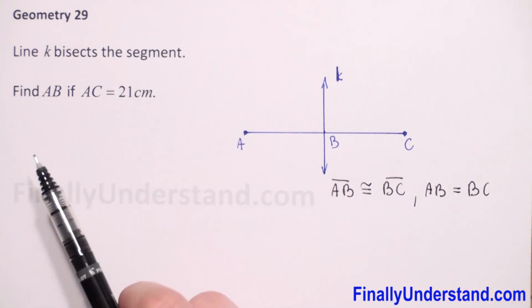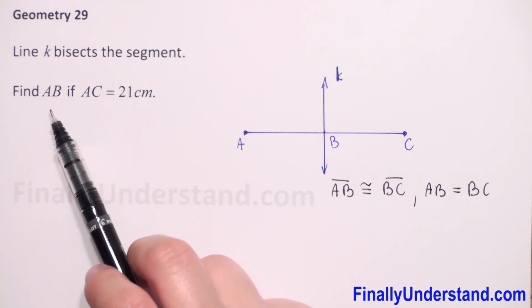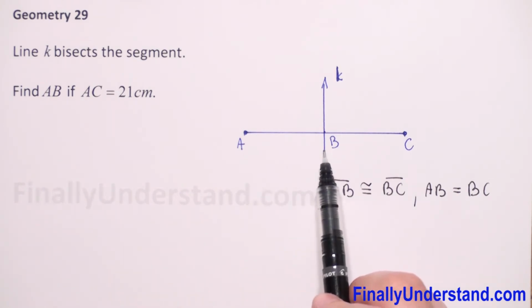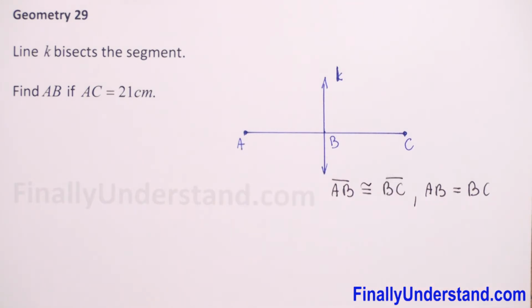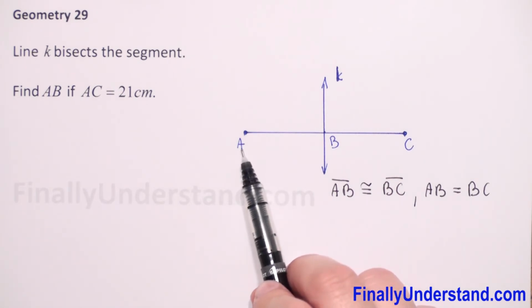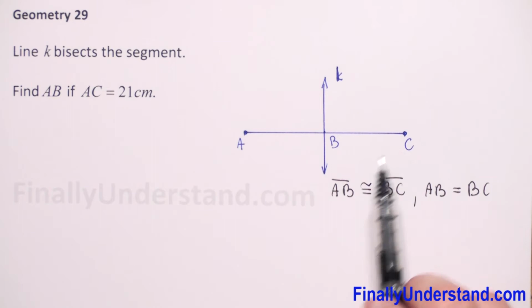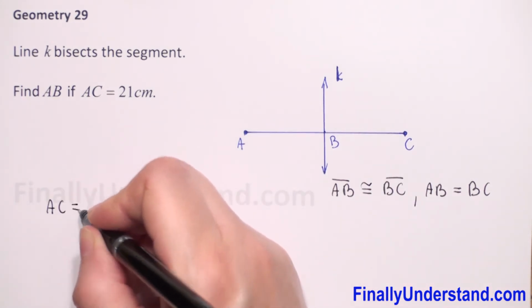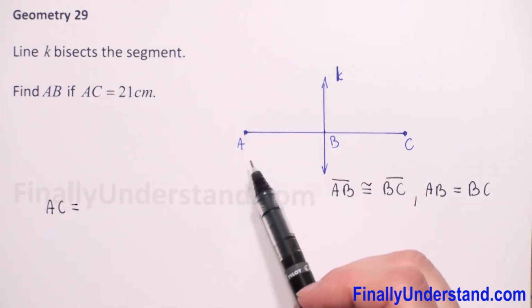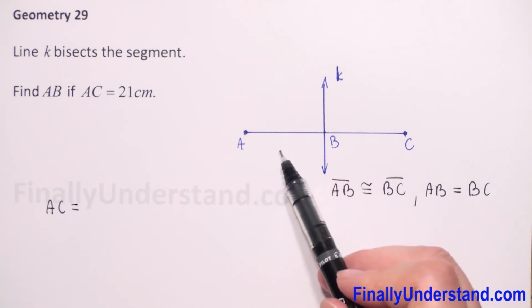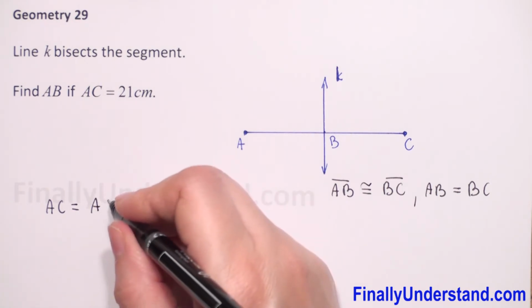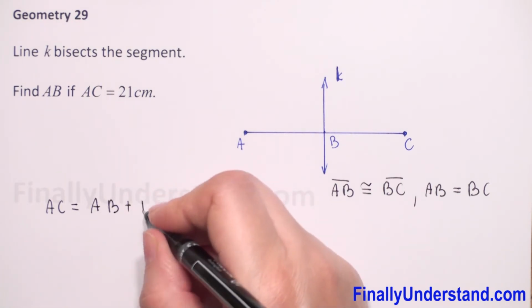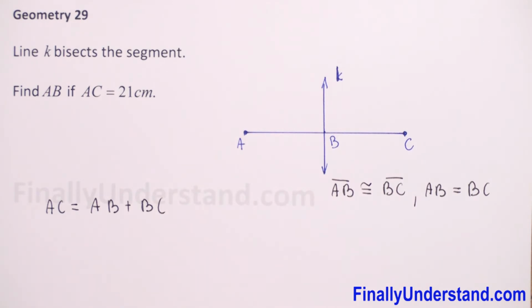So we have to find the length of AB, and we have given that the length of AC is 21 centimeters. We can write an equation. We have segment AC, and this segment we can rewrite as equal to the sum of these two segments. So we have the length of AB plus BC.